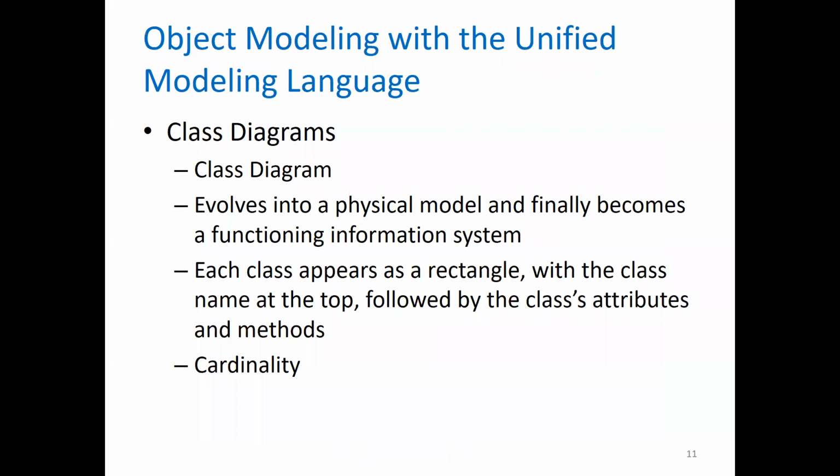Object modeling with unified modeling languages. You have a class diagram, which evolves into a physical model, and finally becomes a functional information system. Each class appears as a rectangle with the class name at the top, followed by the class attributes and methods, and cardinality.